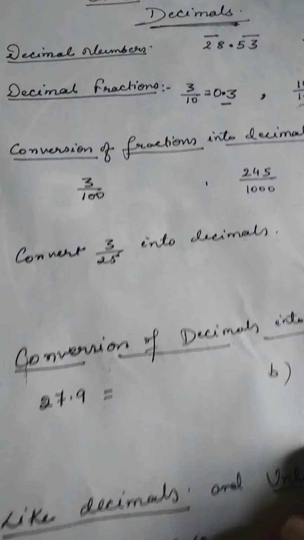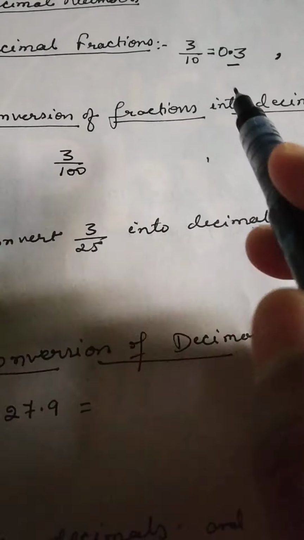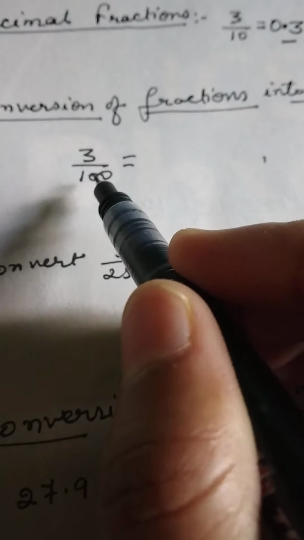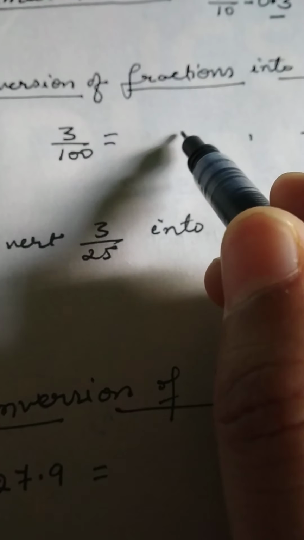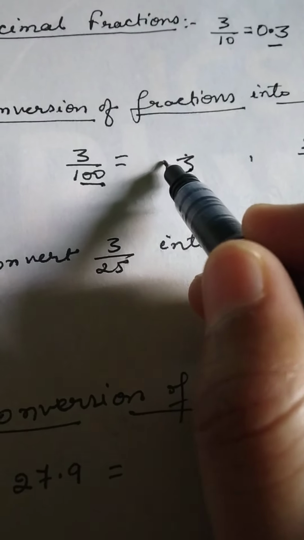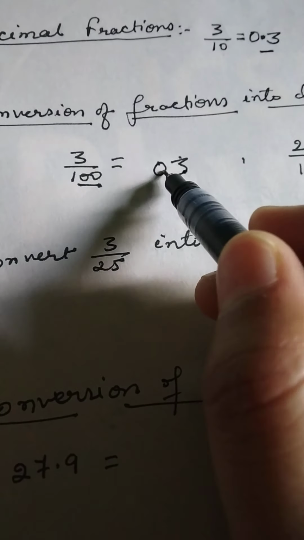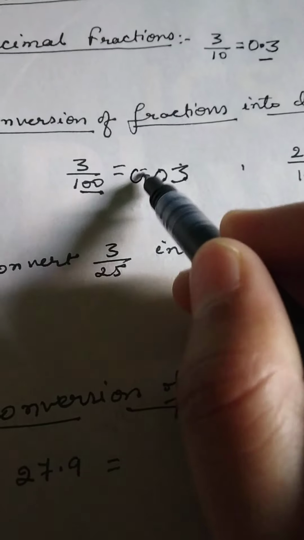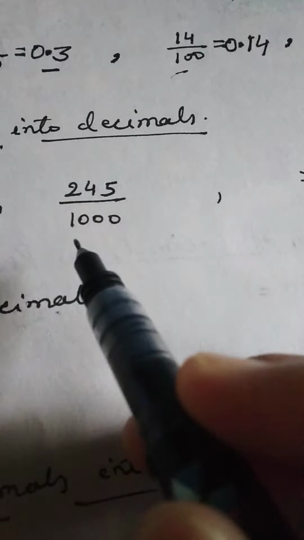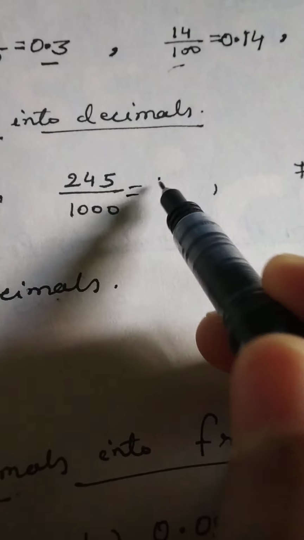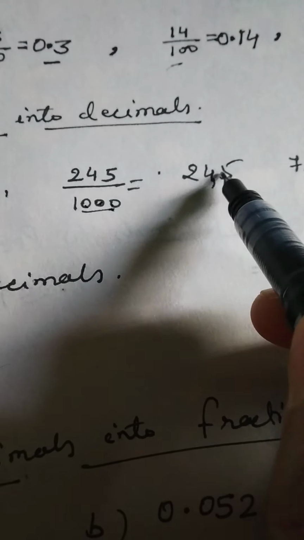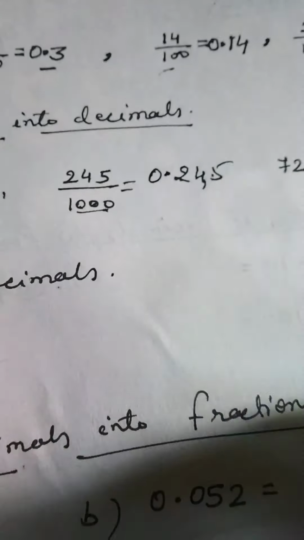Now, how to convert fractions into decimals? We will see some more questions like this, like 3 by 100. Let's change this. How many zeros? 2. So 3 is only one digit, so we will make one more digit here, and put the decimal after 2 digits from the right. Now here is 245 by 1000. There are 3 zeros, 1, 2, 3, so put the decimal after 3 digits.